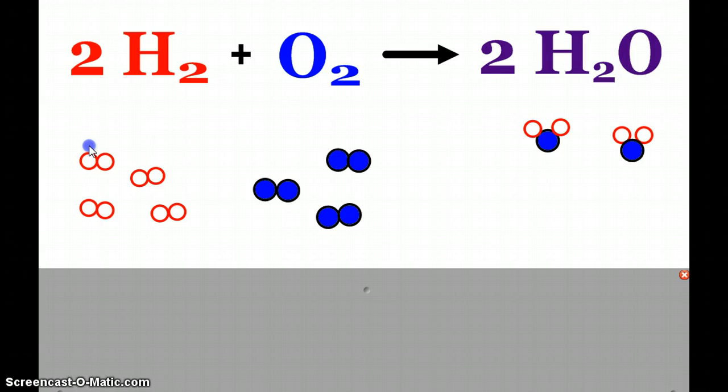Now on your paper, you can't obviously move the particles, but what you want to do is draw the water molecules, and as you go, cross off the reactants that you use. So there's a water molecule, etc. So do that and see how many water molecules you can make before having to stop.